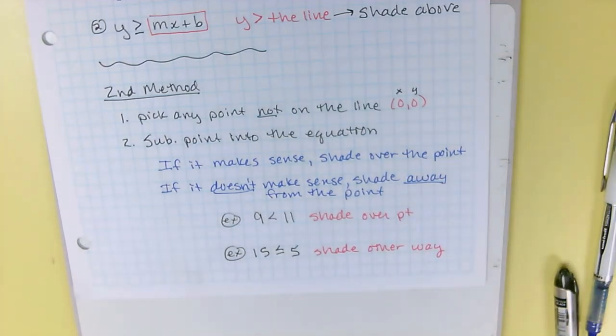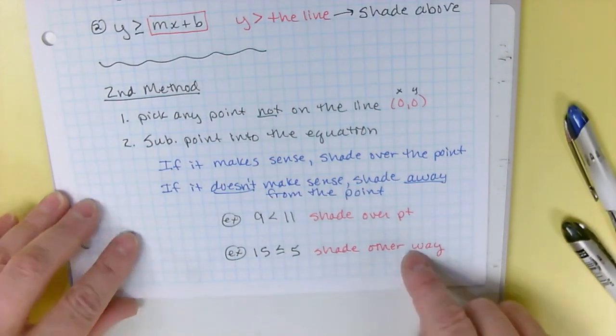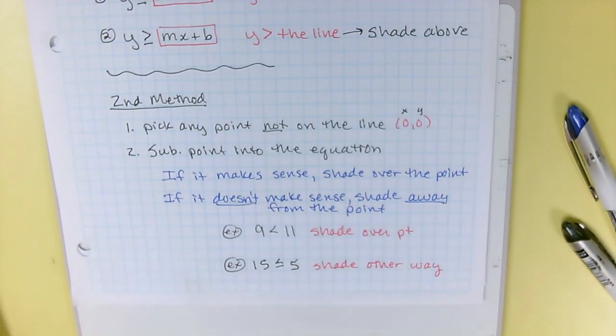Yes? When you say shade over the point, do you mean where the point is and just that side of the line? Yes. Exactly. And I'll show you this. We're going to do an example. So I'll show you both methods.